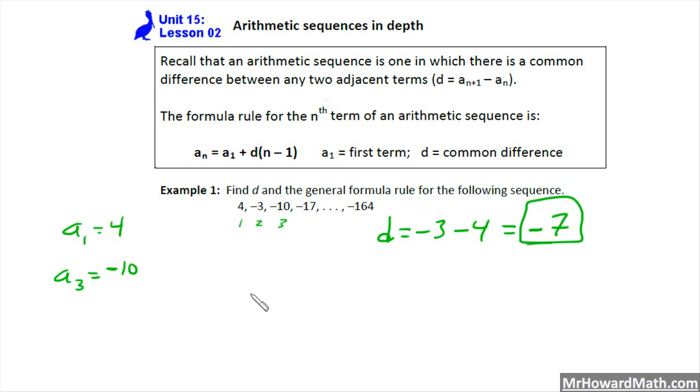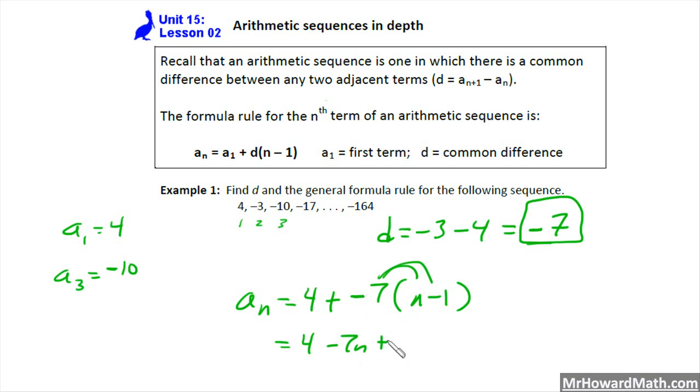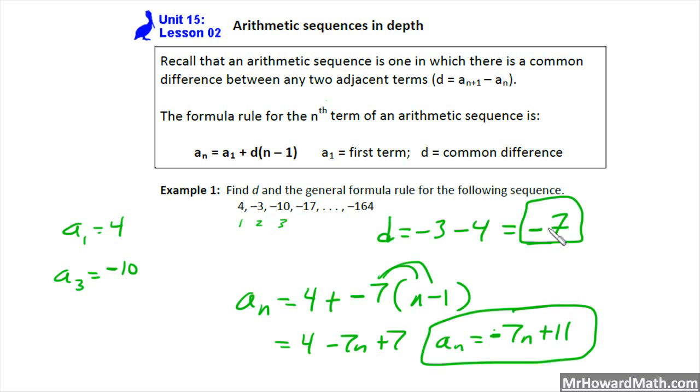Now we need the rule. So it would be a sub n is equal to the first term, 4, that's this value, plus negative 7 times n minus 1. Now we can simplify this a little bit and distribute that negative 7 in, and we would get negative 7n plus 7. Combine 4 and 7, like terms there. And finally our rule is a sub n equals negative 7n plus 11. So there is our rule, a sub n, and here's our common difference.